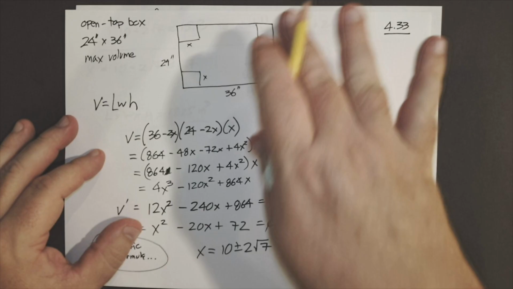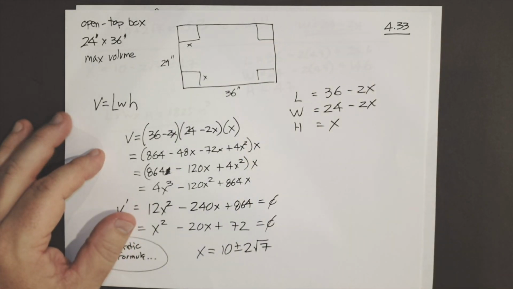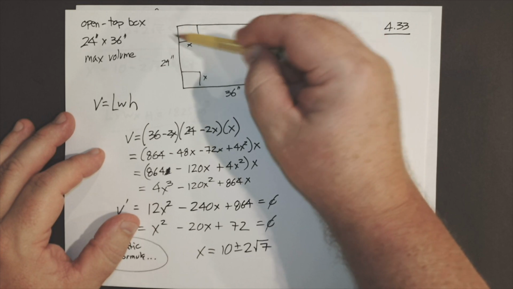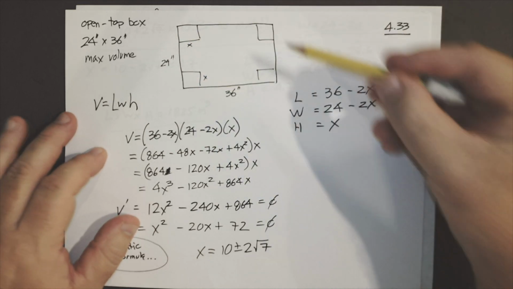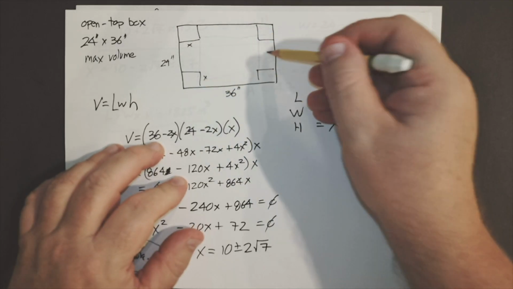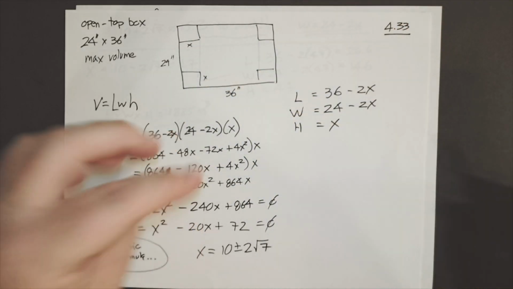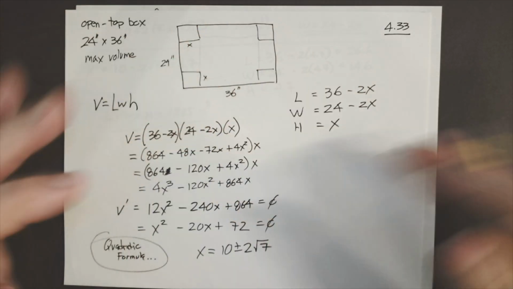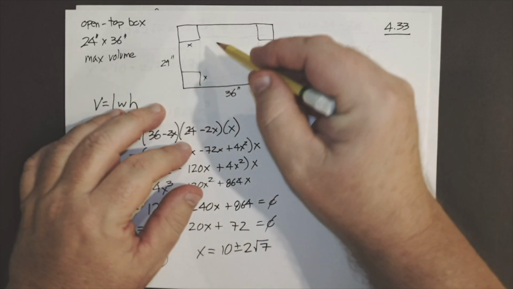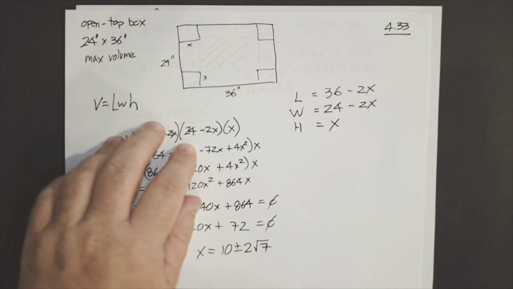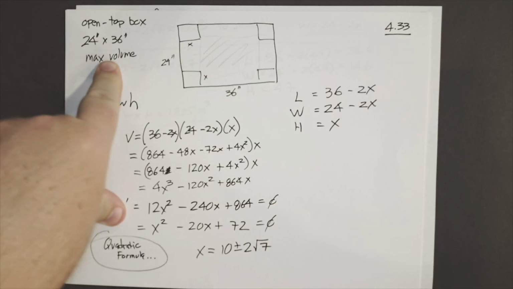So if you can imagine this cardboard, what we're trying to do is cut out some square pieces on the corners, and then fold up these sides, 1, 2, 3, 4 sides, to make an open top box. Cut these out, fold those up, right, to make a box. So this is the base, and then these are the sides, right? So we want to find the maximum volume.